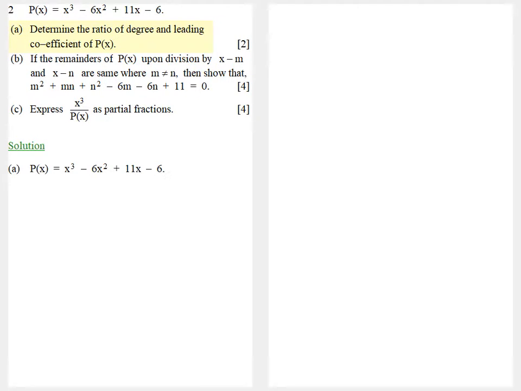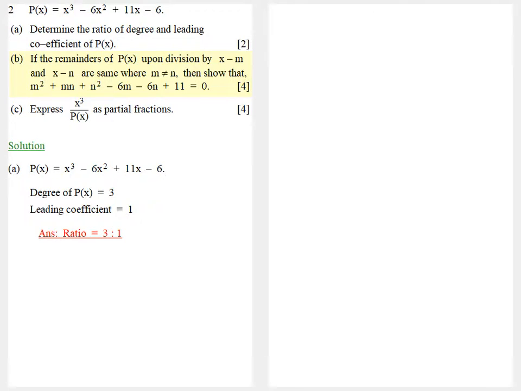Now to solve this, in part A we're given p of x equals x cubed minus 6x squared plus 11x minus 6. The degree of an equation is the highest power of the variable x. So p of x has a highest power, x cubed, so the degree of p of x is 3. The leading coefficient is the coefficient of the term which has the highest power. Now in this case it's x cubed. There's no coefficient in front, so it means the coefficient is 1. So the ratio of the degree and leading coefficient is 3 to 1.